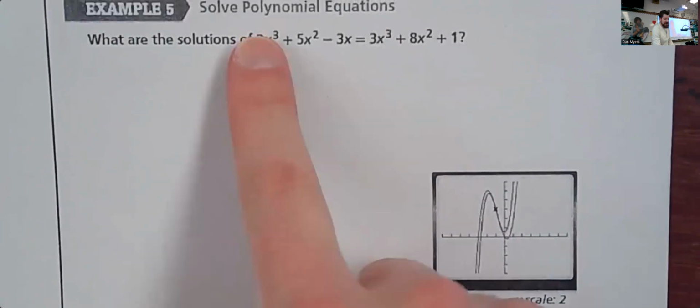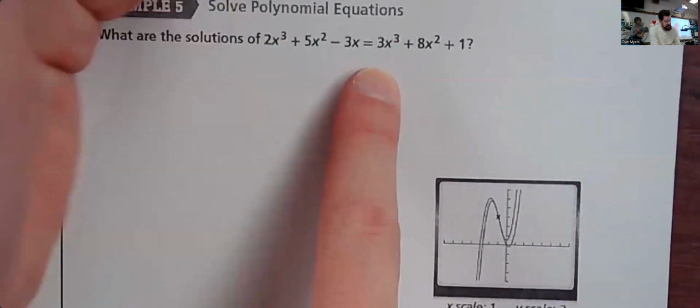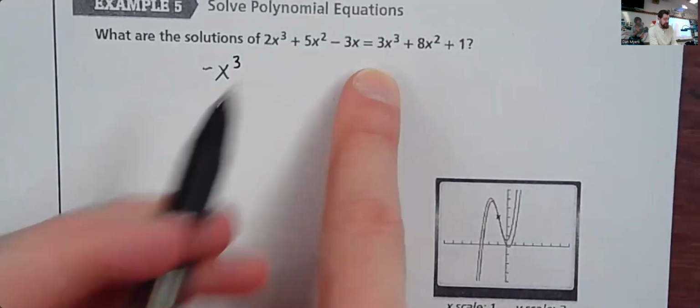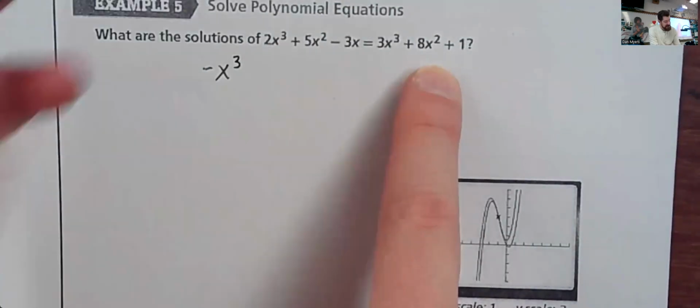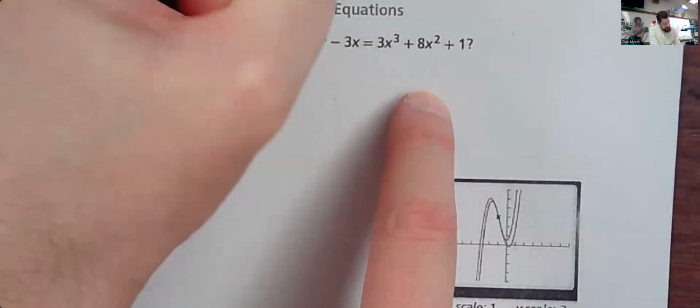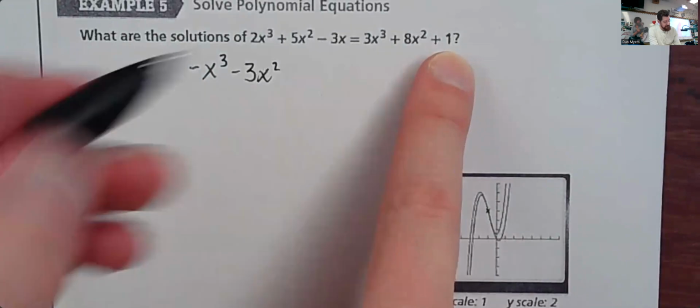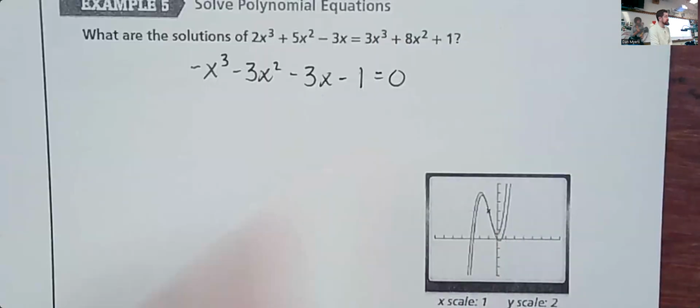So if we take 2x cubed and we subtract 3x cubed, that's going to be -1x cubed or -x cubed. 5x squared minus 8x squared is negative 3x squared. The minus 3x doesn't change because we're not bringing an x over. And then we're bringing over a minus 1, and we're setting the whole thing equal to 0.